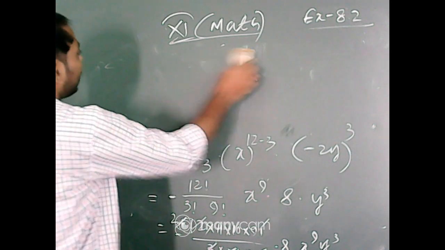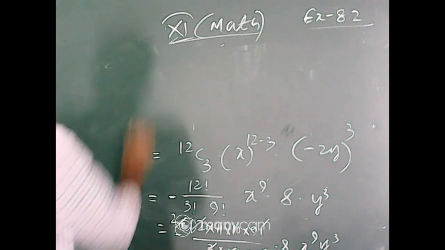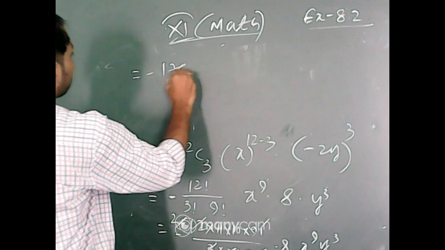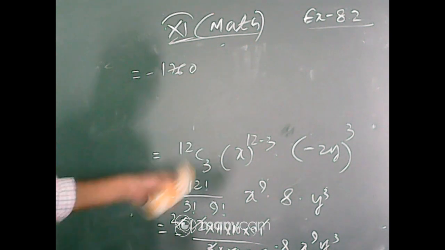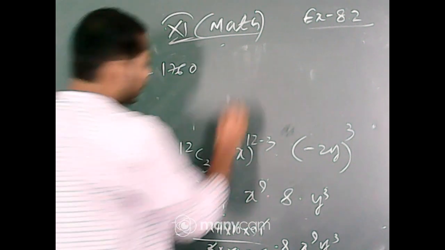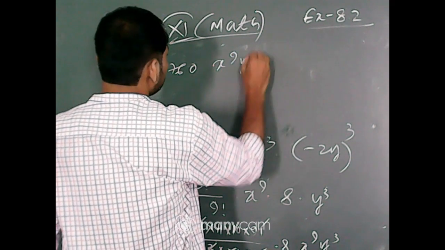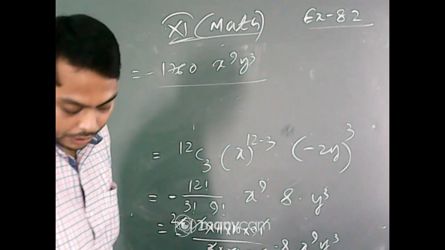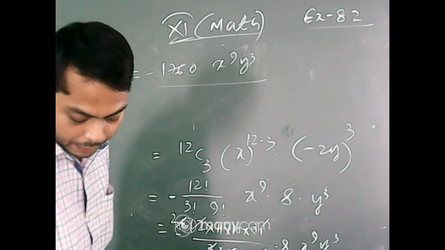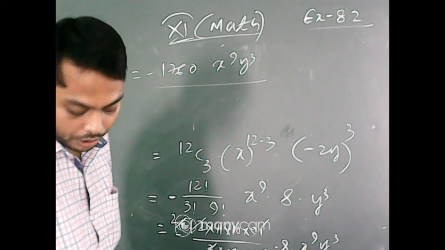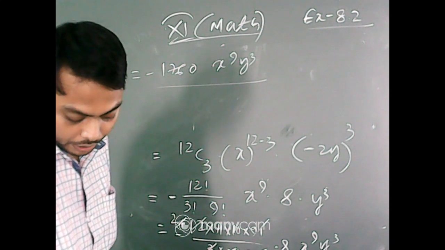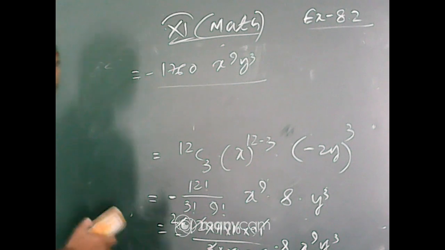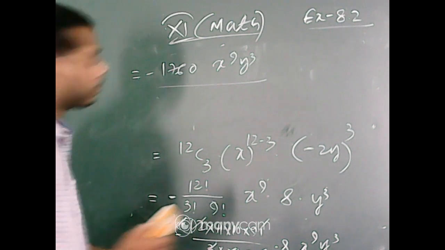So finally we got minus 1760, then x to the power 9 and y cube. So that is the fourth term, T4, of the expansion of x minus 2y to the power 12. So question number 5 is done. Now move on to question number 6.